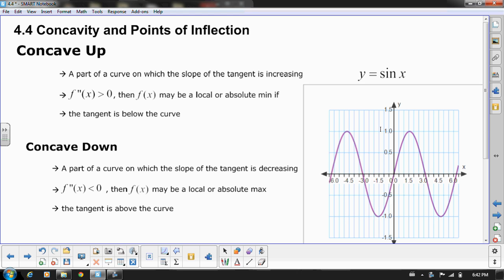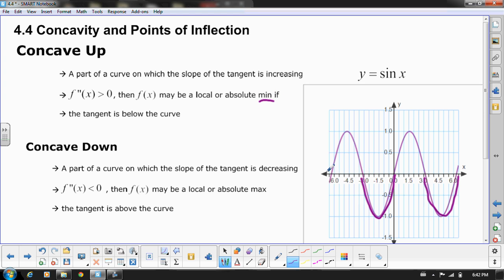So I have a graph of y equals sine x right here. If something is up, when we think of the word up, it's pointing up towards the sky. So when we look at the section of the sine curve that is concave up, it would be the areas down below. So right here, this would be concave up. This would also be concave up. And you'll notice that means that the second derivative is greater than 0, and we will have a minimum.